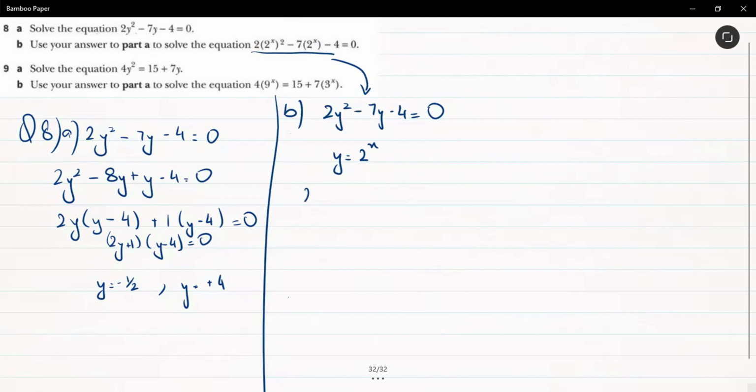So what we have got is 2 raised to the power x is equal to negative 1 over 2, or 2 raised to the power x is equal to 4. Now we do the simple things we have been doing till now. We know in terms of 2, what is 4? It's 2 squared, and x is equal to 2 because we compare the powers. First part, simple. The second one, well, the thing is, if we were to remove this x, what would we have done? Let me give you an example.